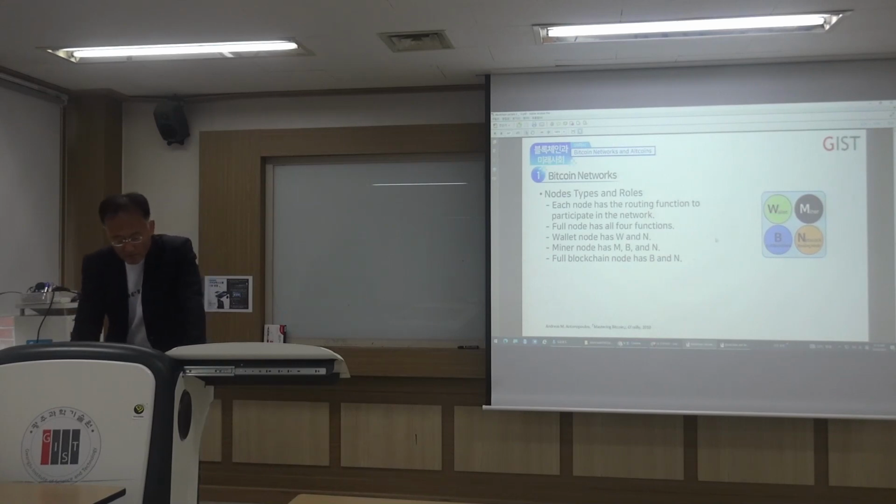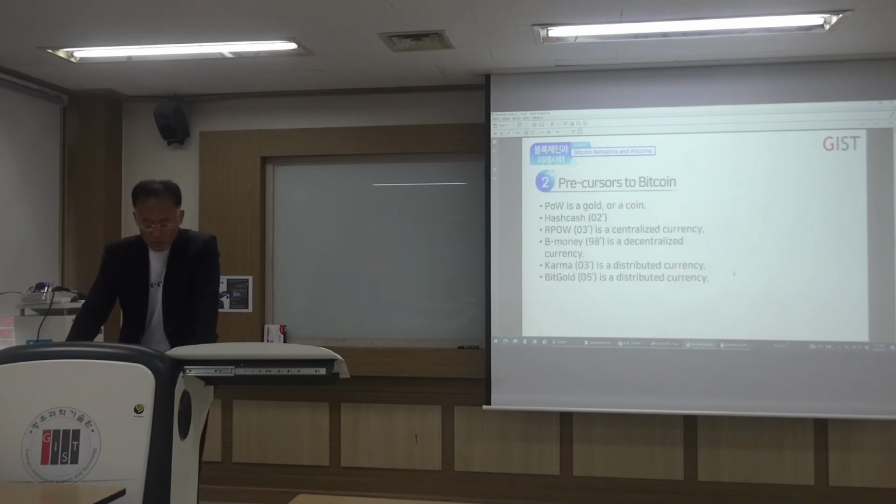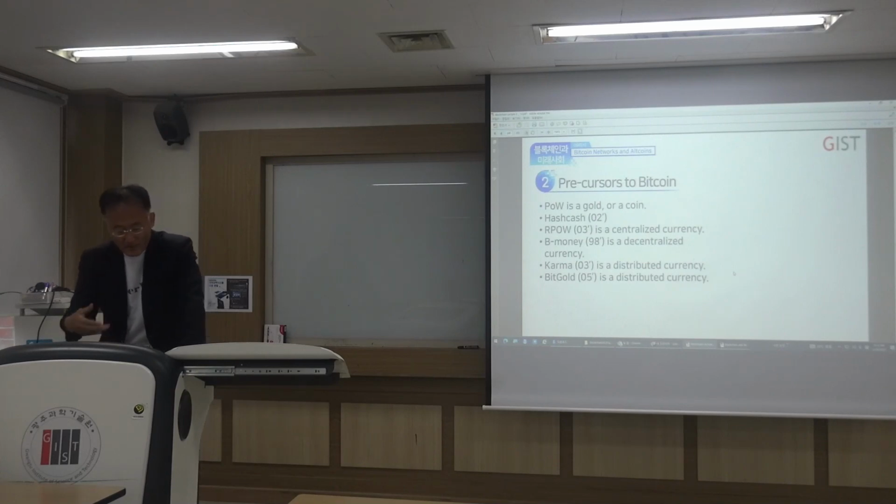Okay, so node types and roles, you can divide it into these four big functions, right? That's it for the Bitcoin network part. And then I will move on to the precursors to Bitcoin idea. The Bitcoin idea just didn't come out of thin air, right? There are some precursors to Bitcoin.